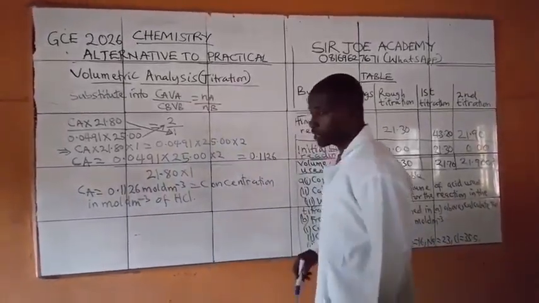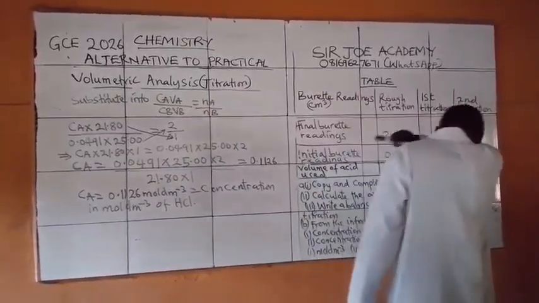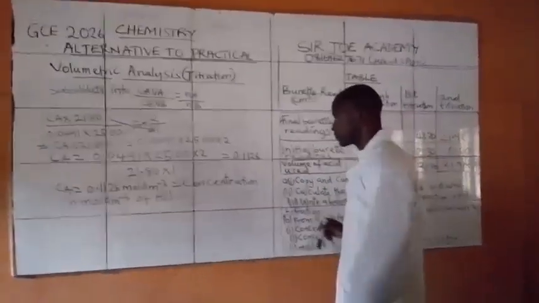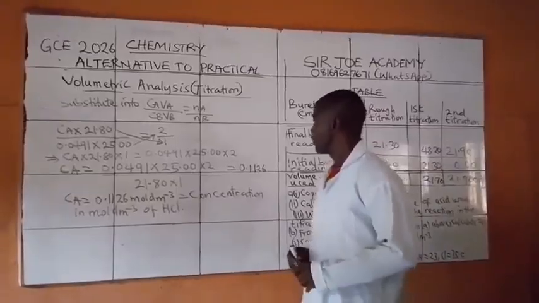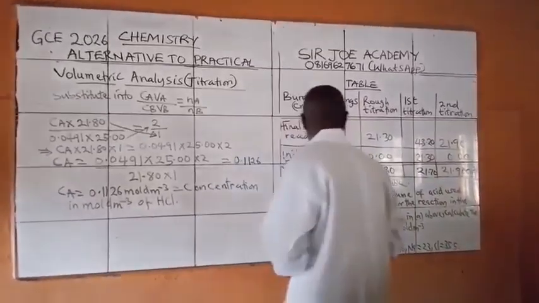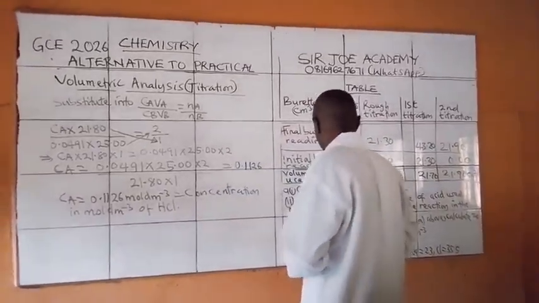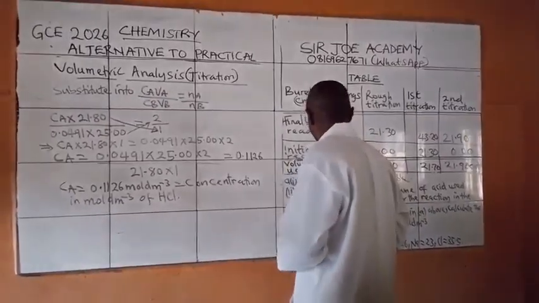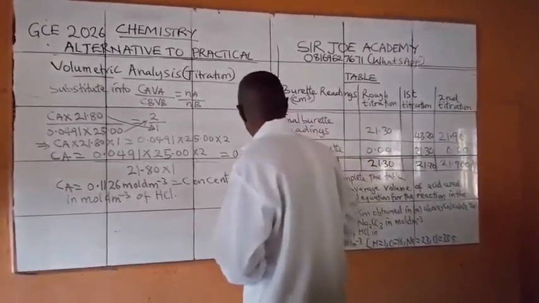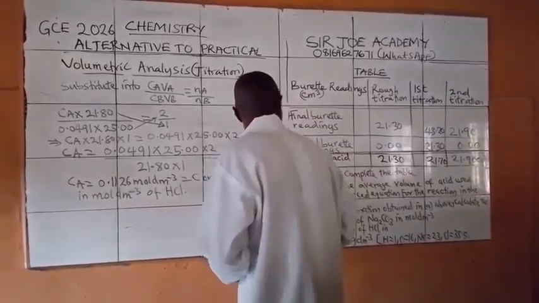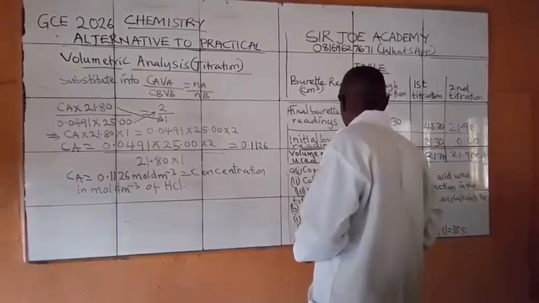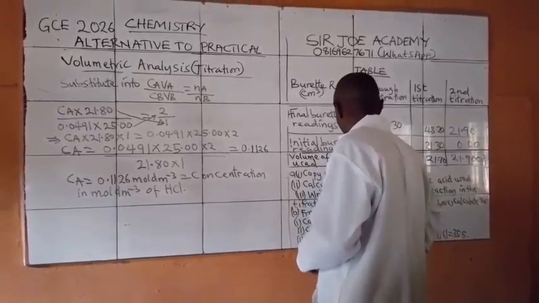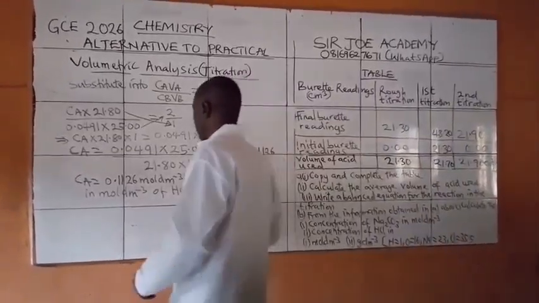Look at the board very well. Okay? We move to B, Roman figure 2. That is the concentration of HCl in gram per dm cube.